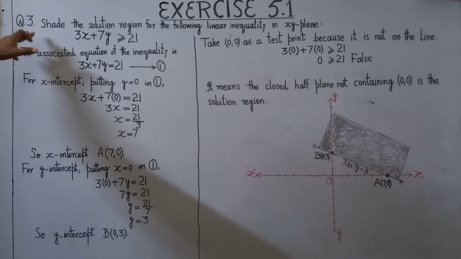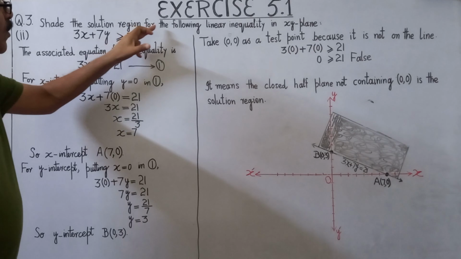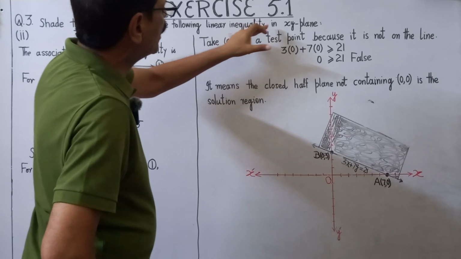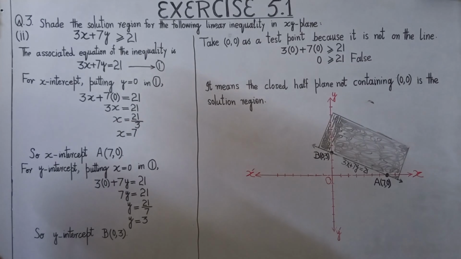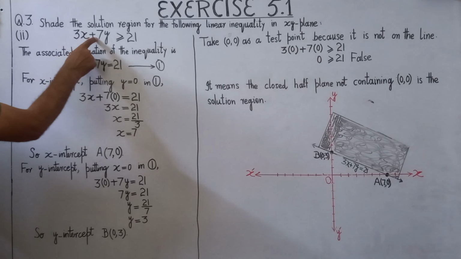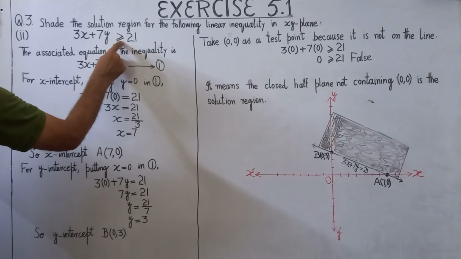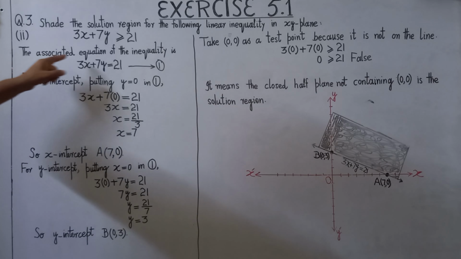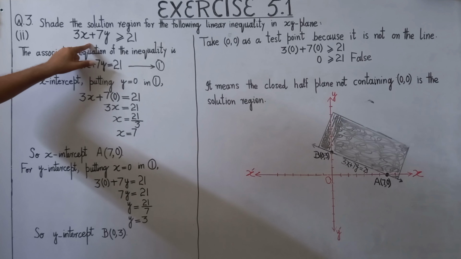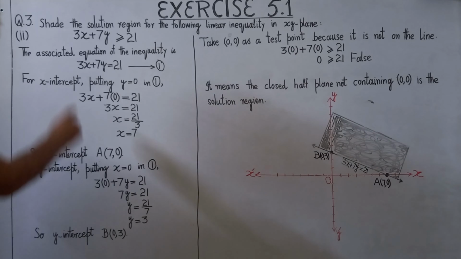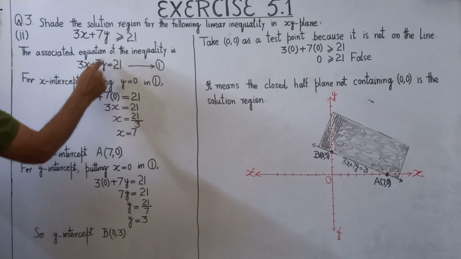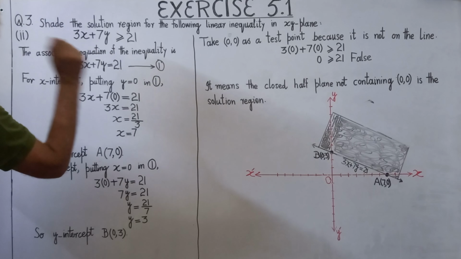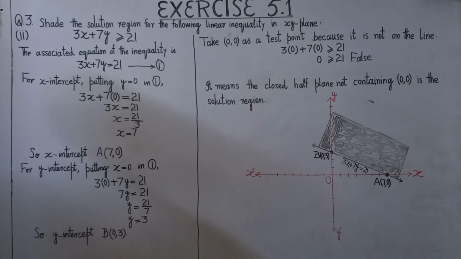Question 3 part 2. Shade the solution region for the following linear inequality in the xy plane. The linear inequality is 3x plus 7y is greater than or equal to 21. The associated equation of this inequality is 3x plus 7y is equal to 21. This is equation 1.